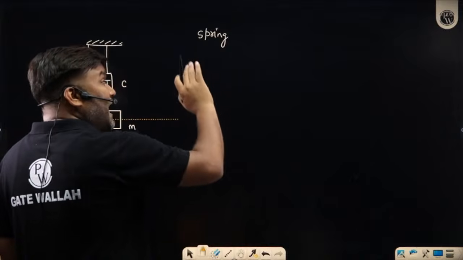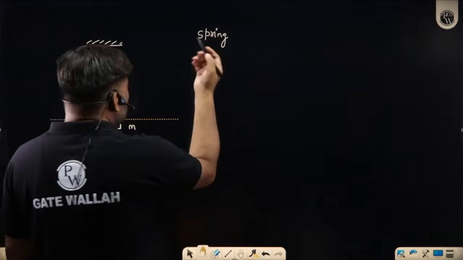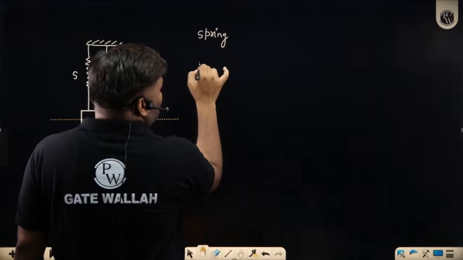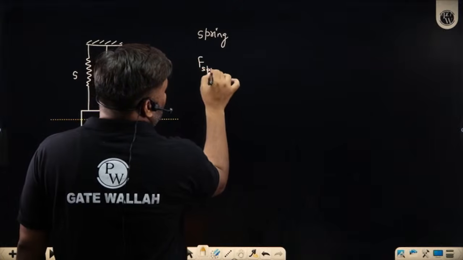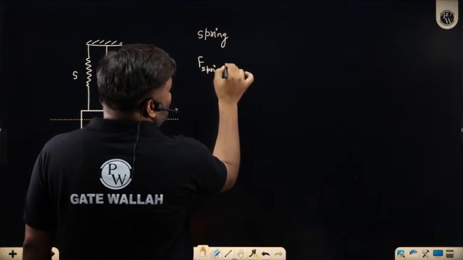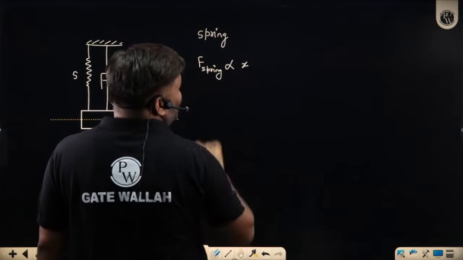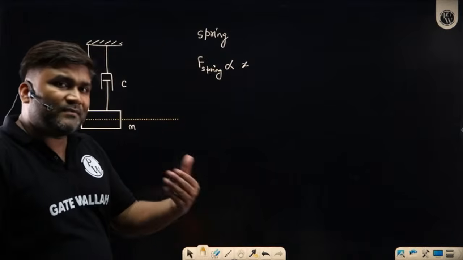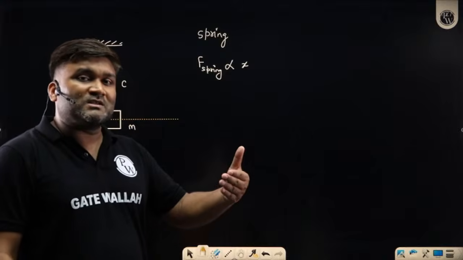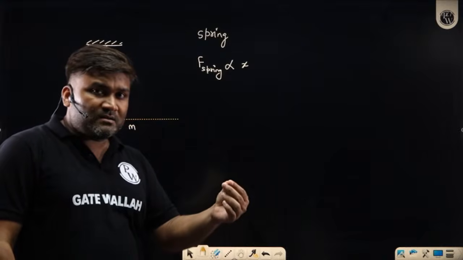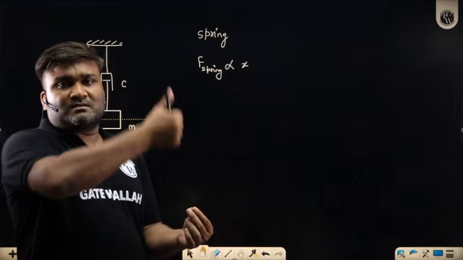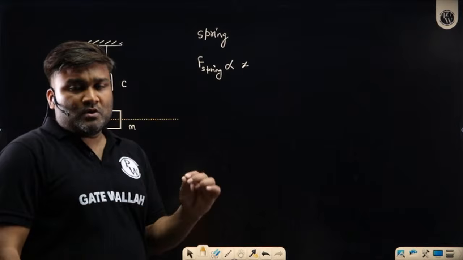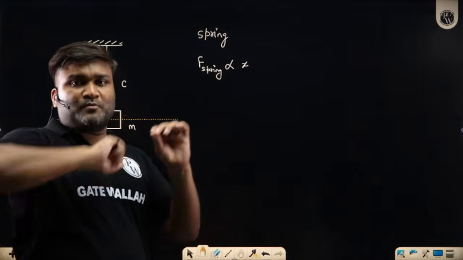And how does this spring apply forces? Sir, the spring's idea is simple: it says my spring forces are proportional to deflection. More deflection, more force I'll apply. If the spring elongates, it will resist in the backward direction. If you compress the spring, it resists in the opposite direction.